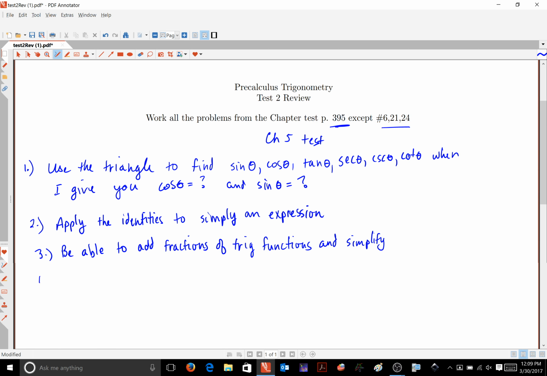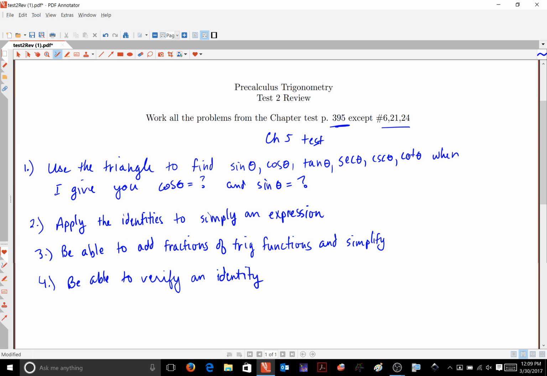Be able to verify an identity. And you do that by plugging in. You're going to either factor or plug in some other identities to simplify it, combine it together and go from one side to the other side, or work both sides down till you have the same value on either side of the equal sign.